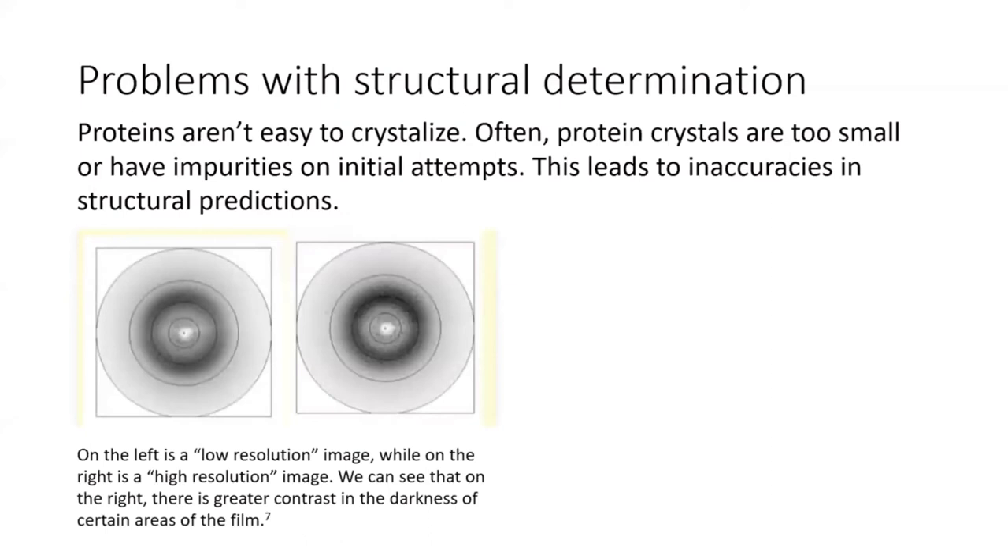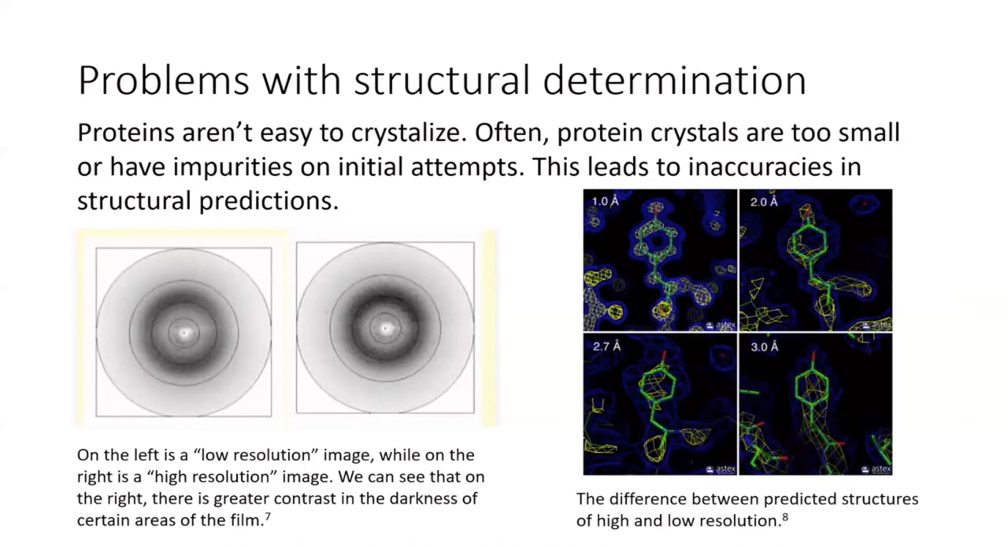to treat various illnesses. The reason this is a problem is because of what we call low-resolution images, which is on the left of this image I have up, versus a high-resolution image, which is on the right. In our low-resolution image, you can see around the second ring a little bit of a darker spot, but you can't really tell: is the top part darker, is the bottom part darker? It's hard to see. Whereas on the right, you can see the top is definitely darker there.